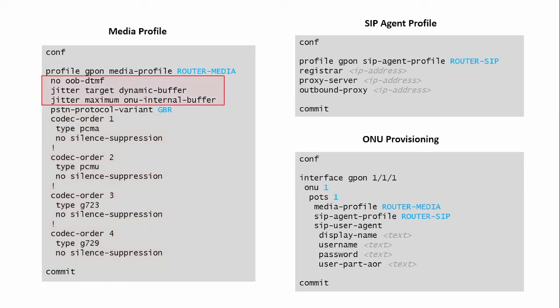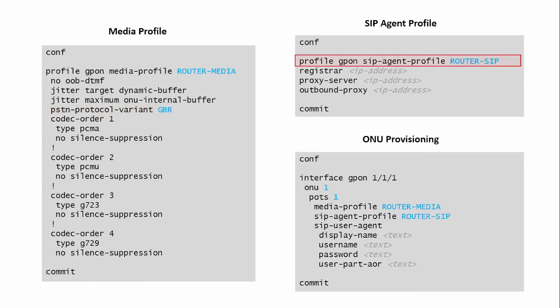Media profile also allows to enable or disable out-of-band DTMF, configure the target of the jitter buffer and the maximum depth of the jitter buffer, and also configure the PSTN protocol variant, aka country codes, to define the port signaling that will be used, which in our example is United Kingdom.